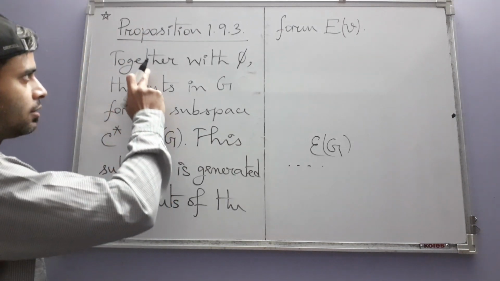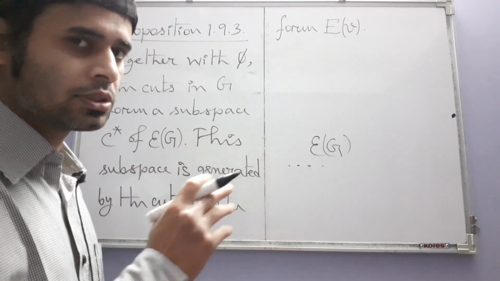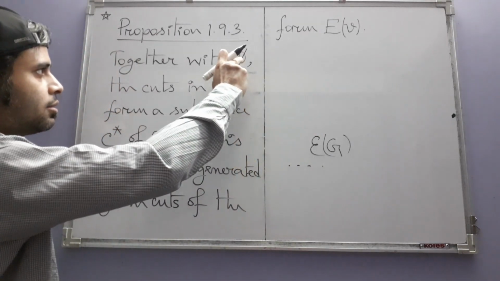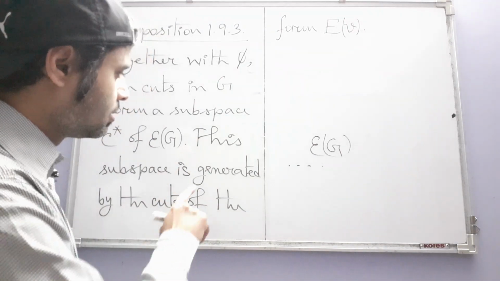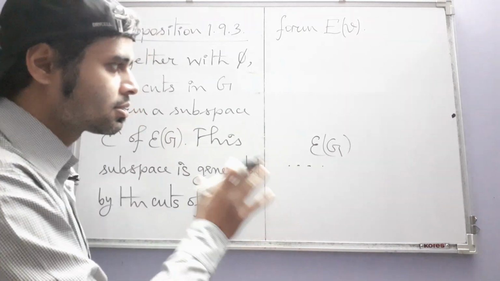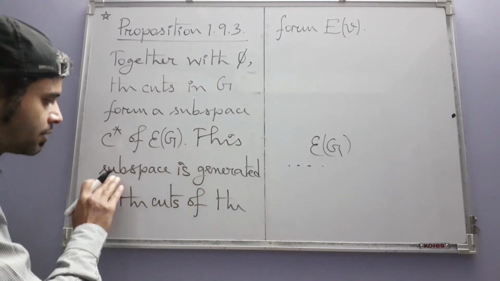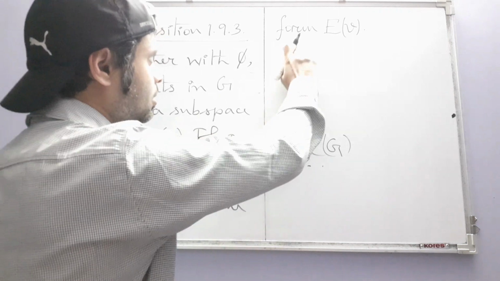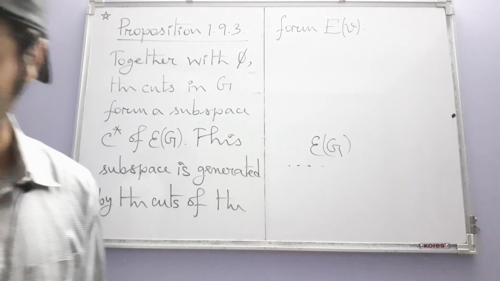Here, however, the cuts themselves form a subspace. Of course, they also span a subspace, but the collection of cuts along with the empty set itself is a subspace. And in this case, also we can find a spanning set, just like the cycles form a spanning set for the cycle space. In fact, that is the second part. This subspace is generated, meaning spanned, by the cuts of this form. Okay, so let's now try to show this.